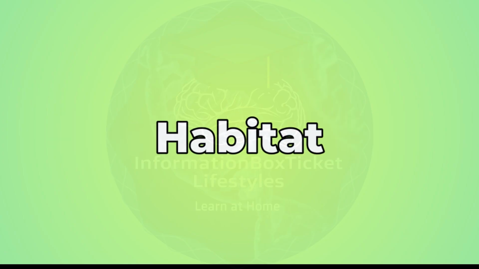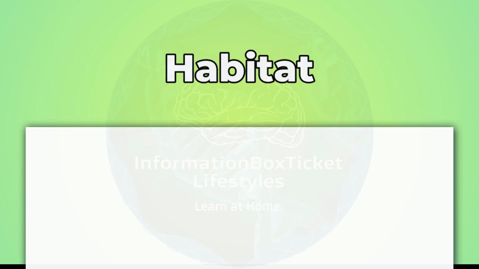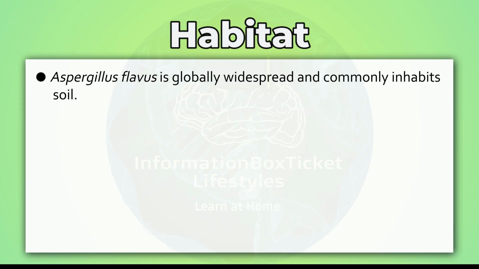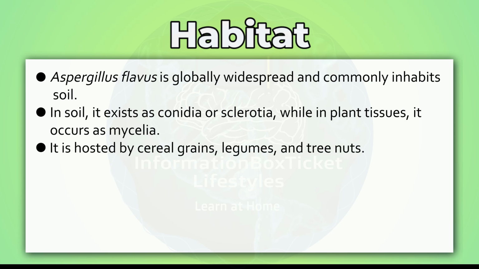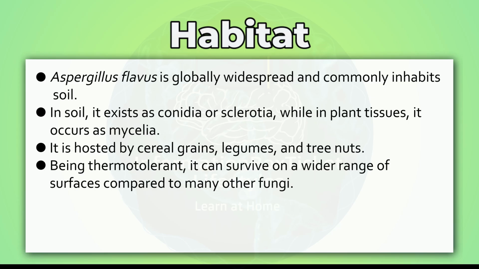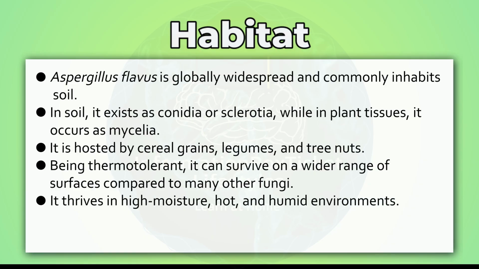Habitat of Aspergillus flavus. Aspergillus flavus is globally widespread and commonly inhabits soil. In soil, it exists as conidia or sclerotia, while in plant tissues, it occurs as mycelia. It is hosted by cereal grains, legumes, and tree nuts. Being thermotolerant, it can survive on a wider range of surfaces compared to many other fungi. It thrives in high moisture, hot, and humid environments.